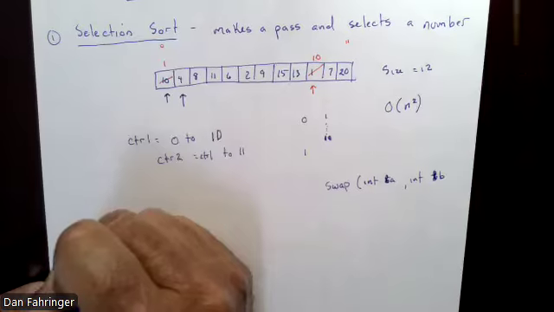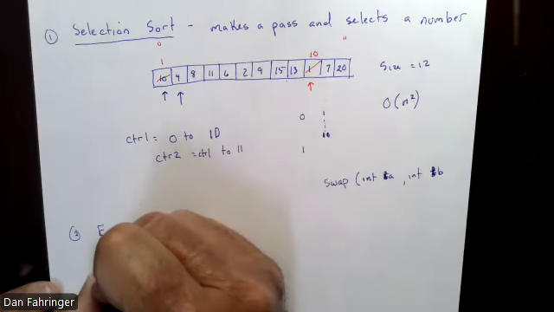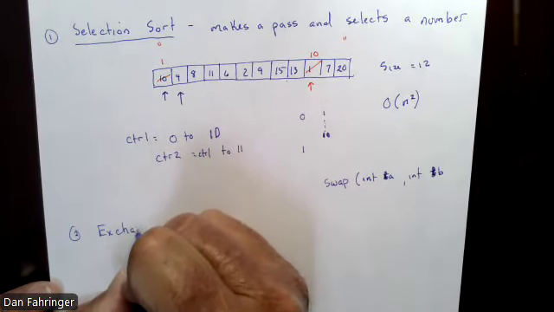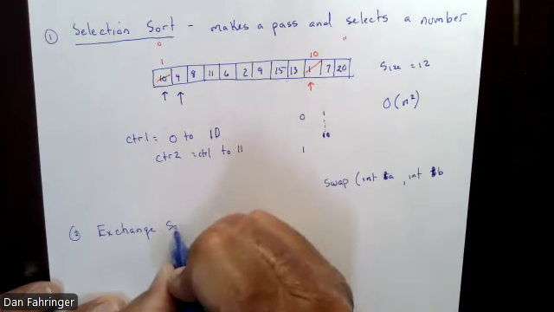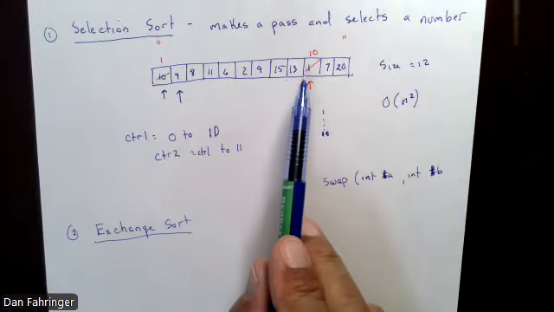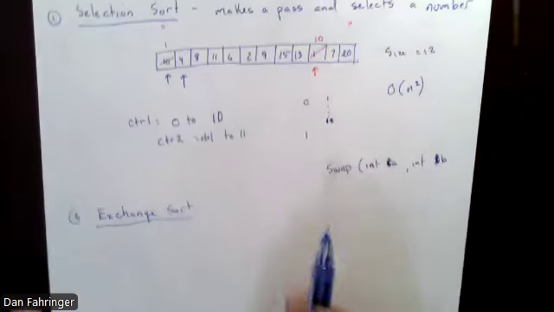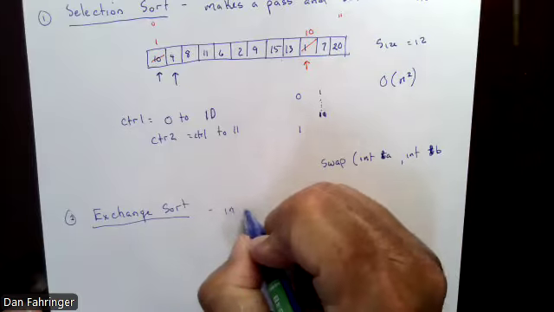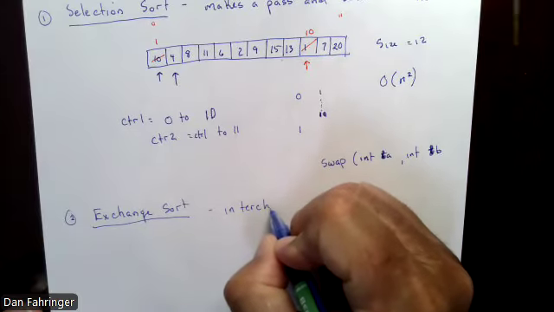Second sort, and we did a couple of these, was the exchange sort. And this was a little different. Instead of waiting till the end and making a swap, this did immediate swaps. It would interchange pairs right away.